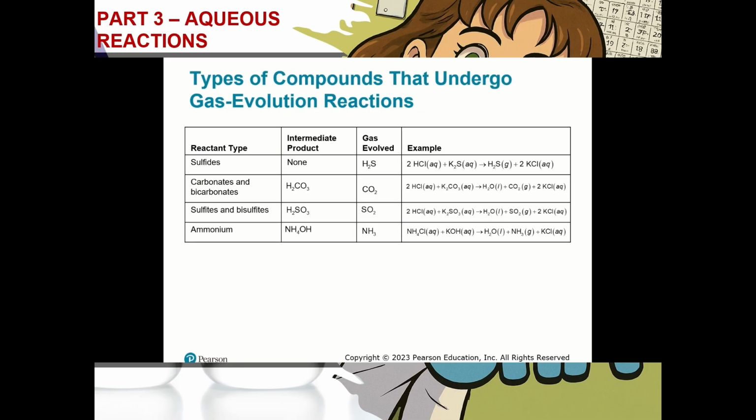So this table shows different reactants and the gases they produce. Like sulfides will not produce intermediate products. They will have gas involved. And carbonates and bicarbonates will produce CO2. Sulfites and bisulfites will produce SO2. Ammonium will produce ammonia. So those will produce some gas, and this is good to know. Okay, that will help you to write down the reactions.